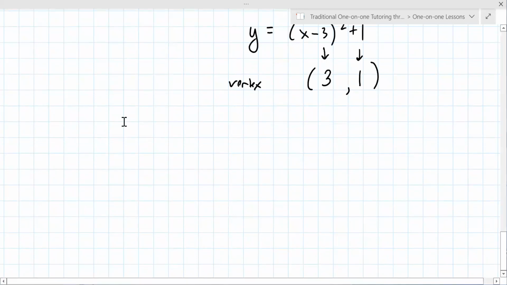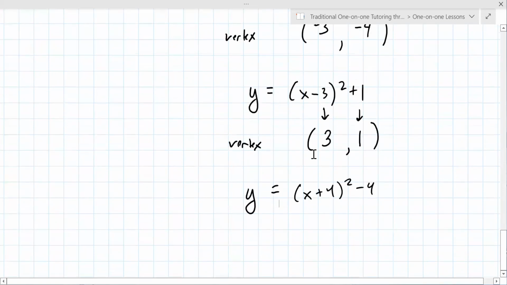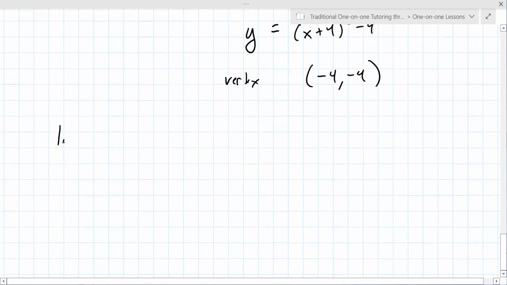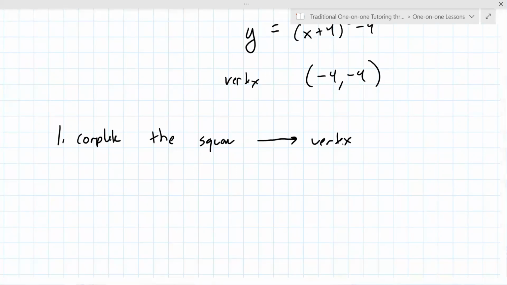Whoa, that's in a bad spot. Okay, what is the vertex for this one? -4 and -4. Very good. So one of the reasons you complete the square, besides being told to, is that you want the vertex. Like it leads you to the vertex. I don't know if that's compelling enough, but that is why you do it.